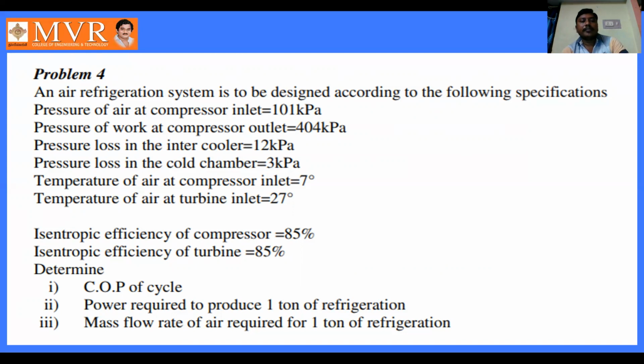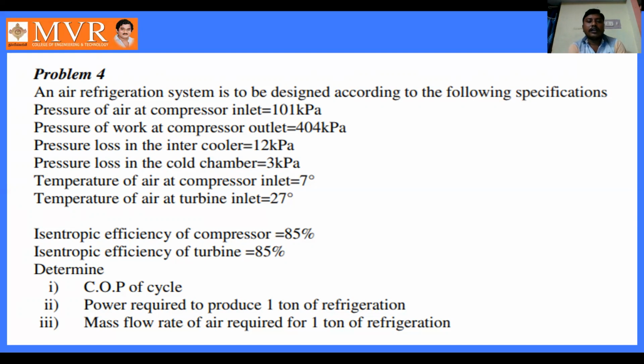Temperature of air at compressor inlet is equal to minus 7 degrees. Temperature of air at turbine inlet is equal to 27 degrees. Isentropic efficiency of compressor is given as 85%, and isentropic efficiency of turbine is equal to 85%. By using the above specifications, we need to calculate the coefficient of performance of the cycle, power required to produce 1 ton of refrigeration.